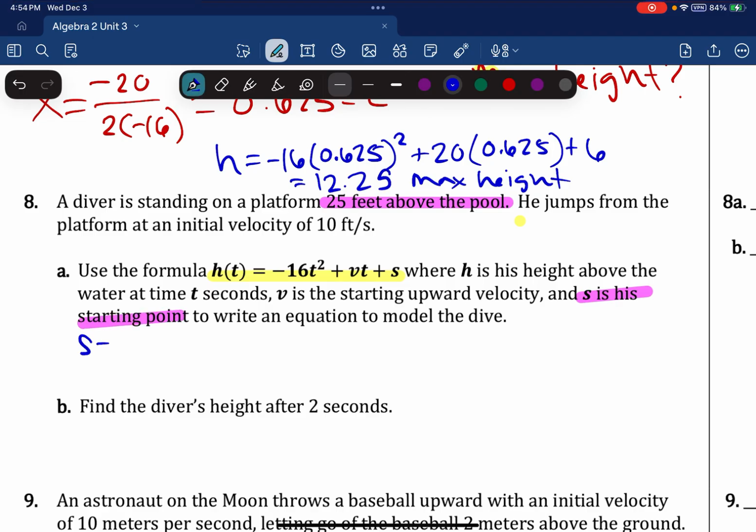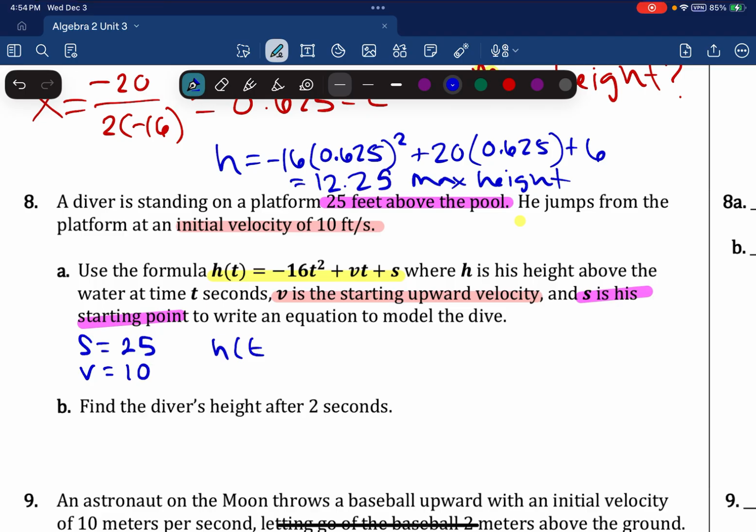S is 25. The second thing is V, the starting upward velocity. He jumps from the platform at a starting initial velocity of 10 feet per second. So that means V is 10. So all we have to do is read the problem and make sense of what information was not given to us. They tell us what S is and they tell us what V is in that original problem. So now we just have to substitute them in.